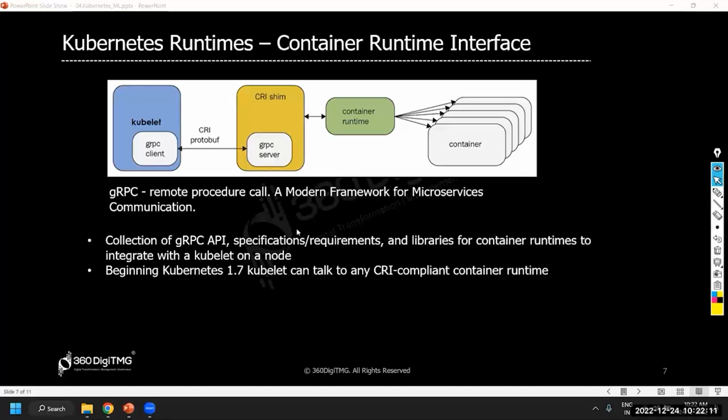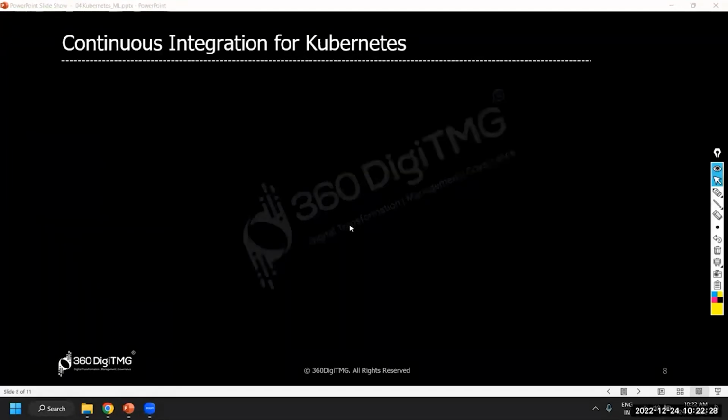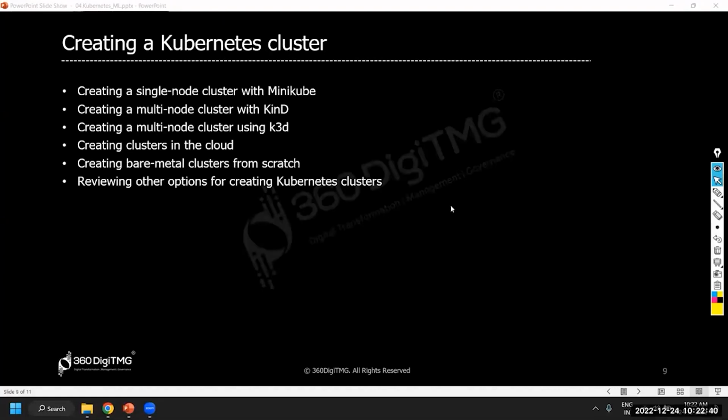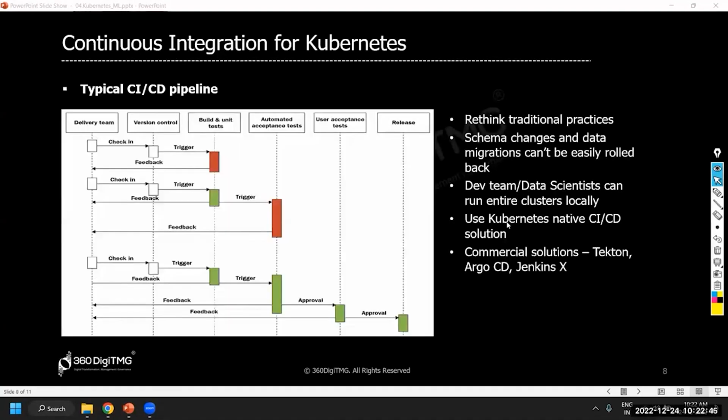Okay, so this is a little advanced detail. gRPC is a protocol which is used. I mean, it's basically the communication interface, more into networking and those concepts. So this is a typical CI/CD pipeline that we will have. All right, so this is basically the theory, not much theory here.